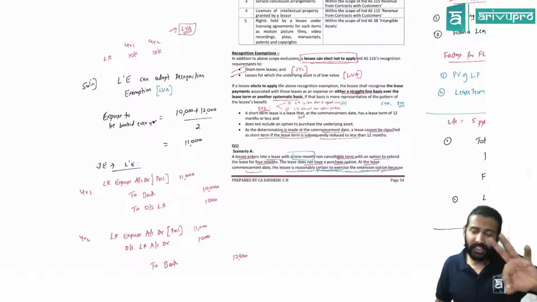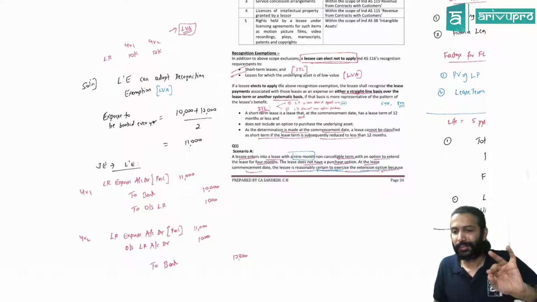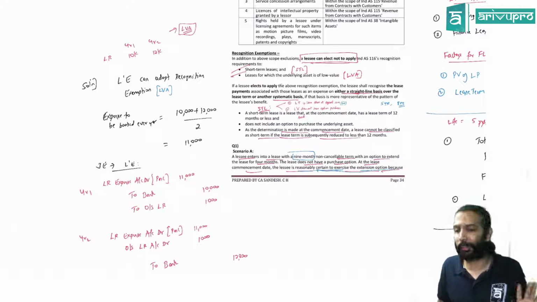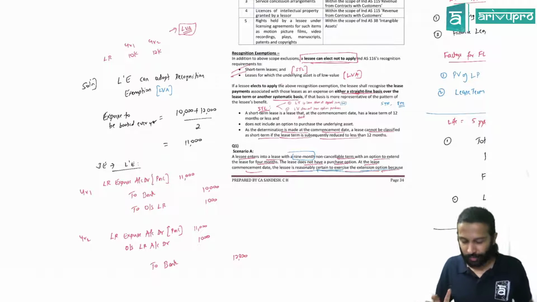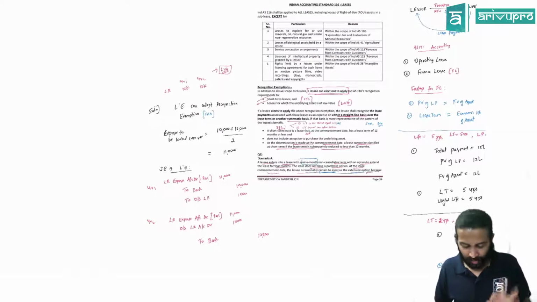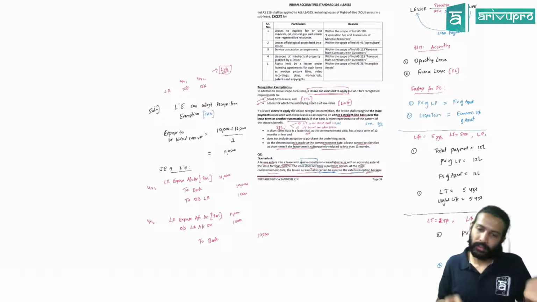Correct? And this term, when will you find out this term? This term is found out at the lease inception date. Fair enough. Subsequent reduction of term, you will not get any recognition exemption. Yes? Then this is for short-term lease.